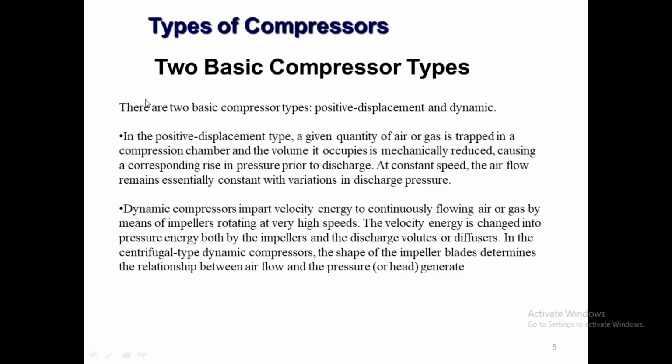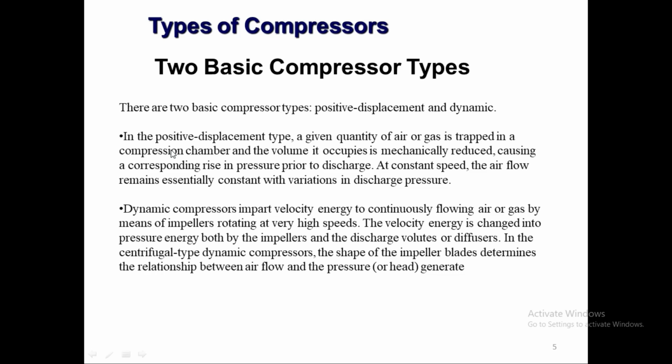Types of compressors. There are two basic types of compressors, based on their method of working. The two basic types are positive displacement and dynamic type. In the positive displacement type, a given quantity of air or gas is trapped in a compression chamber and the volume it occupies is mechanically reduced, causing a corresponding rise in the pressure prior to discharge. At constant speed, the airflow remains essentially constant with variation in discharge pressure.